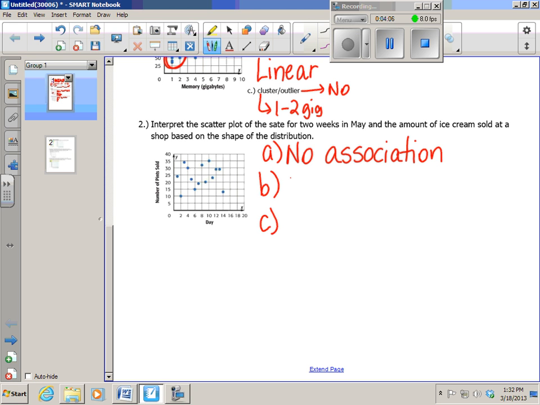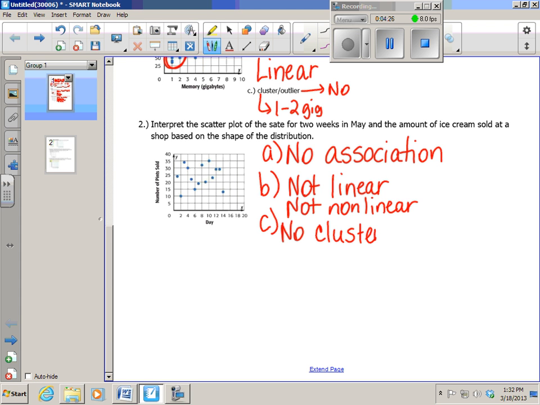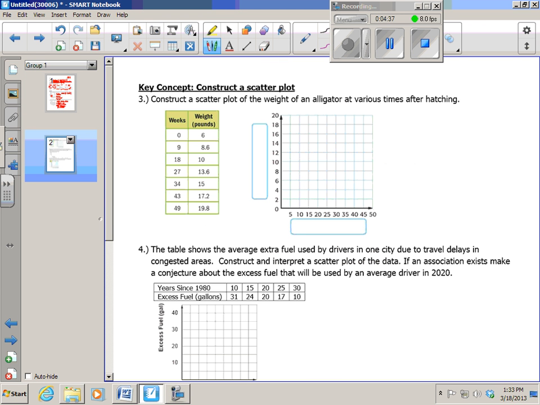And it is not linear, and it is not nonlinear, so it's neither. No pattern looking like a straight line, and there's no curve. So these both are no. And looking at the information, there is no cluster that I can see, and there does not look like any outliers. So everything is no for this. Okay, moving on to the next page.